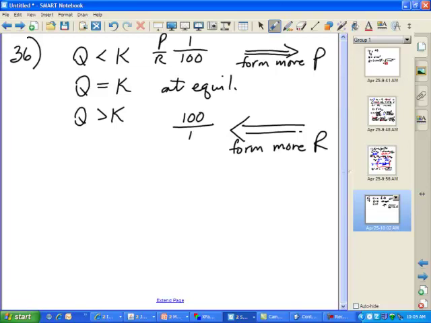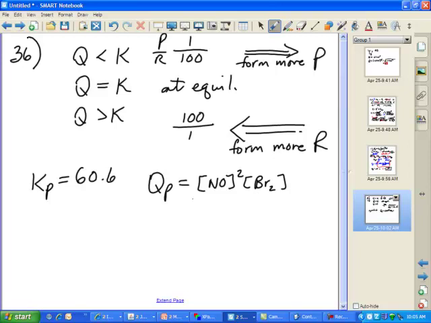All right, so new problem number 36. Kp, they give you a constant of 60.6. Then they ask you to find Qp. Now, do you remember the difference between K and Q? K is already at equilibrium. What they want you to do is solve for the value of Qp, and then do this comparison with it to answer the question, which way is the reaction going to go? So what I do is I take the equation, and I'm not going to write out the actual chemical equation, but I'm going to write the expression for it because I'm hoping by now you can see how I got the expression from the equation.